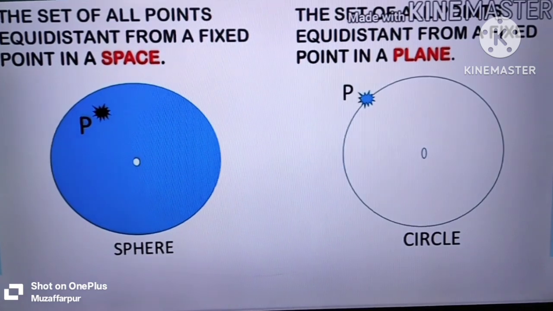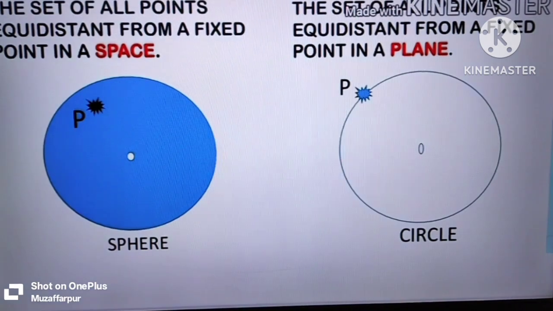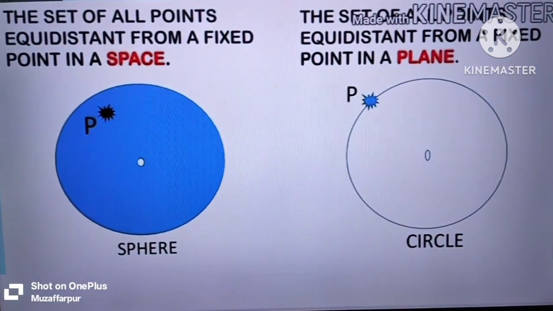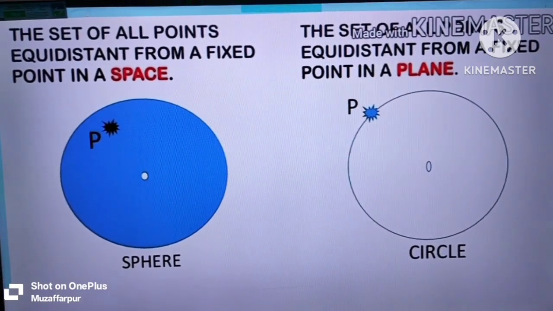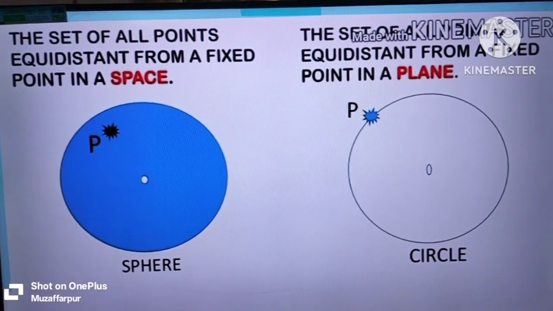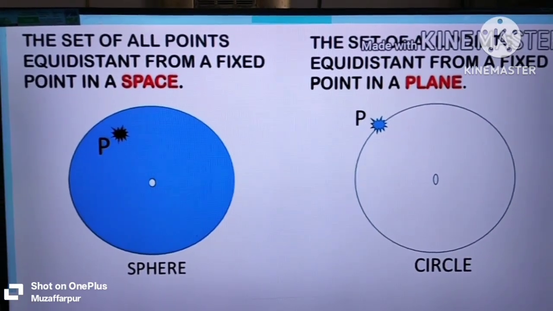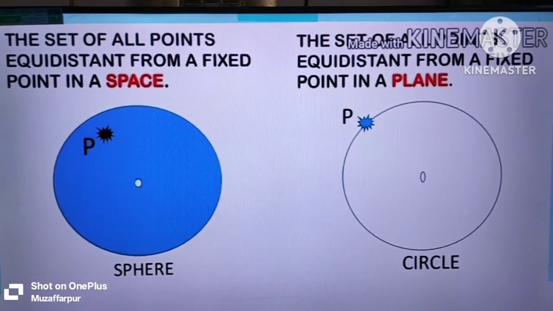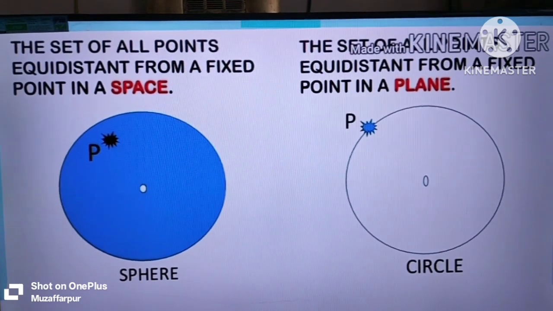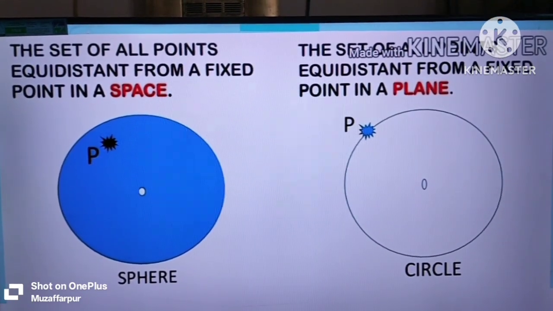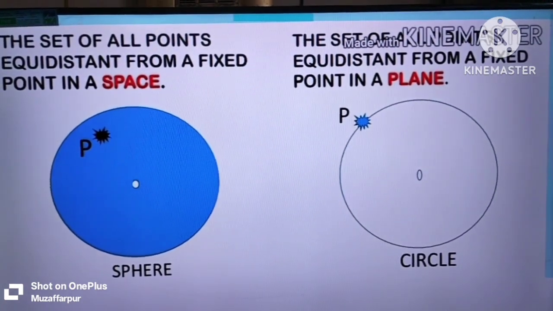If you consider a point P on the surface of the sphere, and if you allow the point P to move on the surface of the sphere in such a way that the distance of the point P from any fixed point O is the same, then what will happen? P can move here and there on the surface of the sphere, and that locus of a point is not a circle. So whenever we define a sphere, we say that the set of all points equidistant from a fixed point is in a space. However, this set of all points equidistant from a fixed point in a plane, that is the difference between a sphere and a circle.